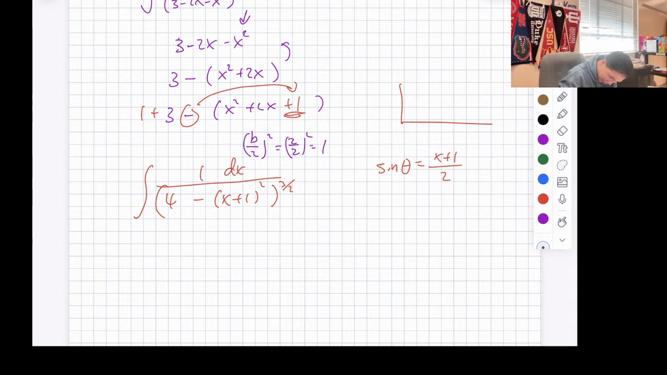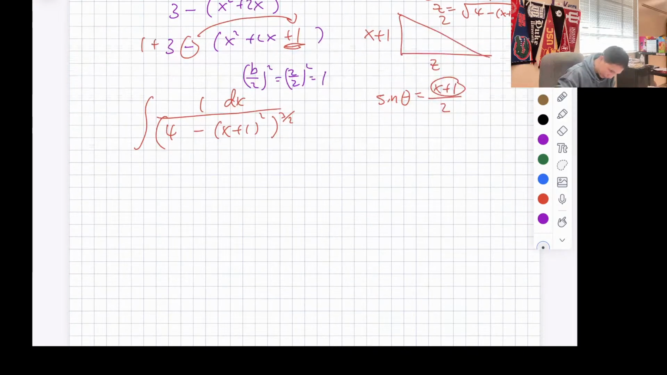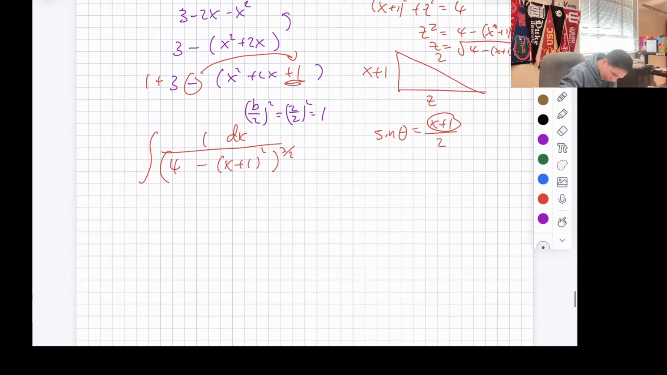We have a right triangle. We can double confirm that. We want the x plus 1 to be on the top. So this one is x plus 1, this is 2, and we can call this z. So it'll be x plus 1 squared plus z squared equal to 4. So z squared equals 4 minus x plus 1 squared. This is just double checking. And z is equal to the square root of 4 minus x plus 1 squared. Now that is okay.